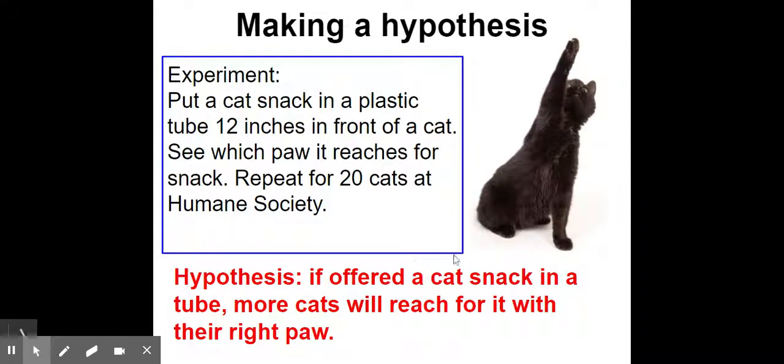If offered a cat snack in a tube, more cats will reach for it with their right paw. So you can see here's the prediction that more cats are going to reach with their right paw, but it doesn't say it just in general. It says if offered a cat snack in a tube, so it refers to this particular experiment. It doesn't say cats will reach for anything with their right paw, because that's not what you're testing. So it has to be really focused in on what the experiment is.